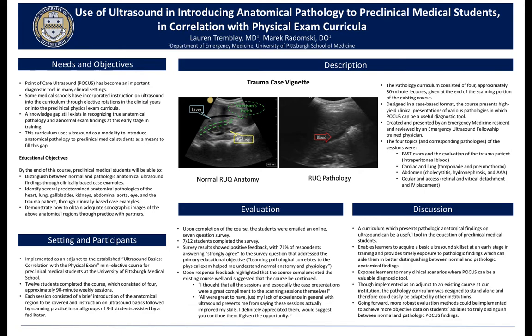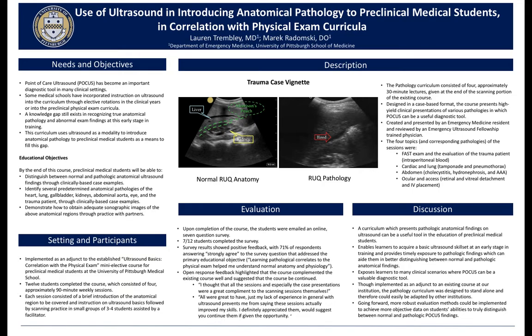The 4 sessions covered were the FAST exam and examination of the trauma patient, cardiac and lung, abdomen, and ocular and access. Just as an example, I have 2 images from the first session here on my poster. On the left, you can see a normal right upper quadrant view of the FAST exam, pointing out the appropriate corresponding anatomy. On the right, you can see an abnormal right upper quadrant view with blood in Morrison's pouch, which is indicative of intraperitoneal bleeding and would be an abnormal finding.